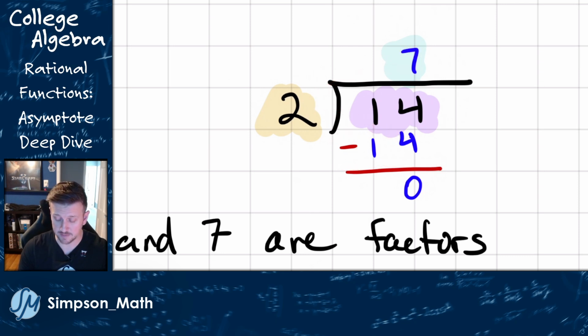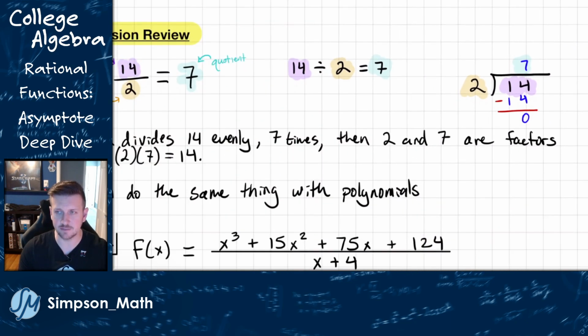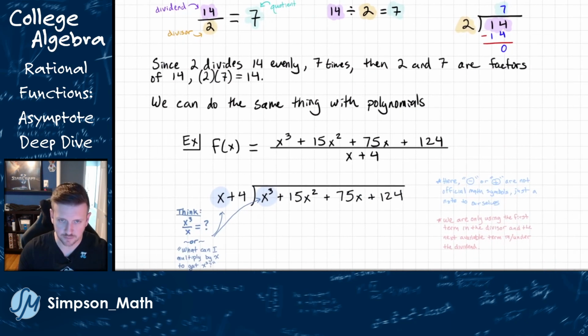If we had a bigger number, like let's say an extra 0 here, it was 140 divided by 2, we would then drop down the 0 and then keep going. In this case, we do have a remainder of 0. We'll see some examples in a bit where the remainder is not 0.